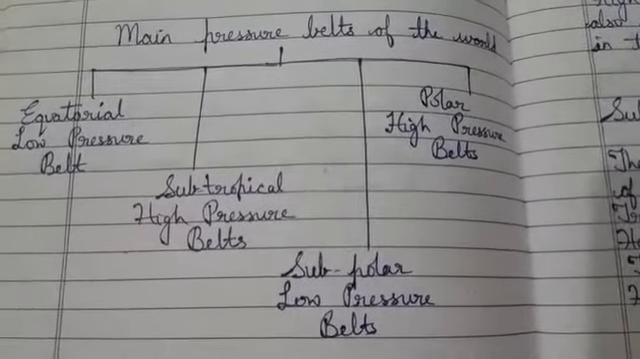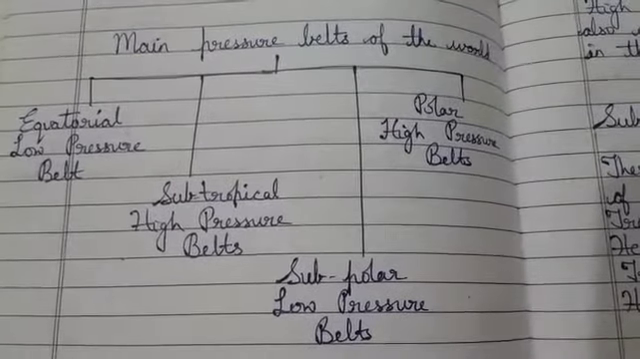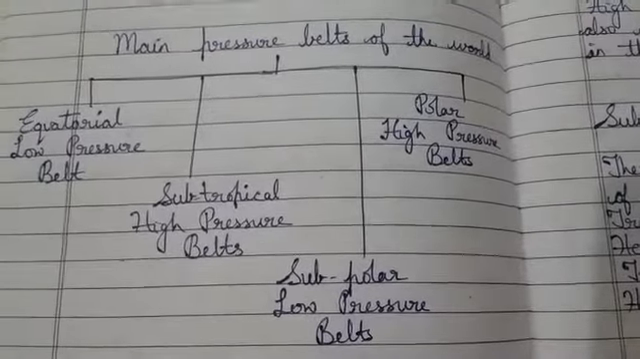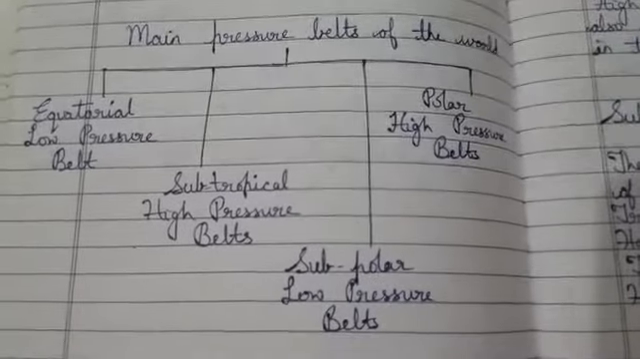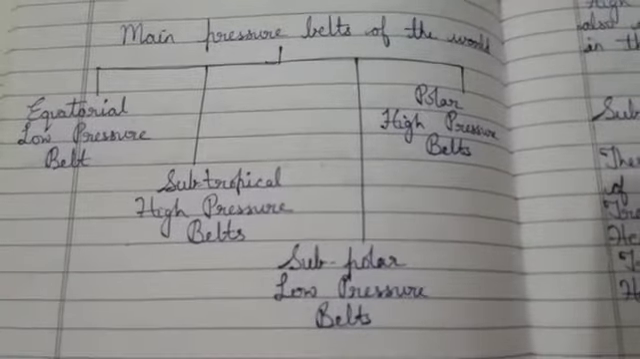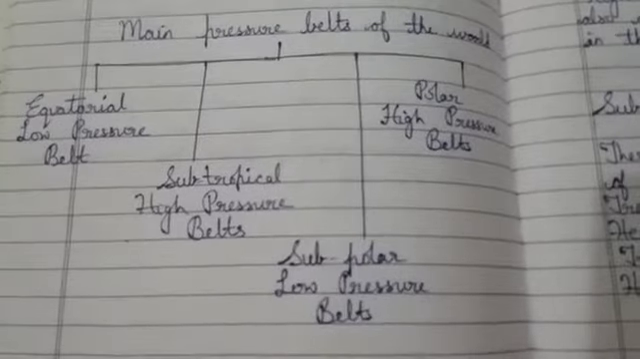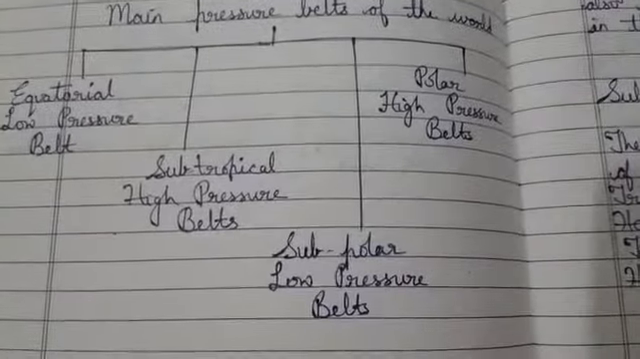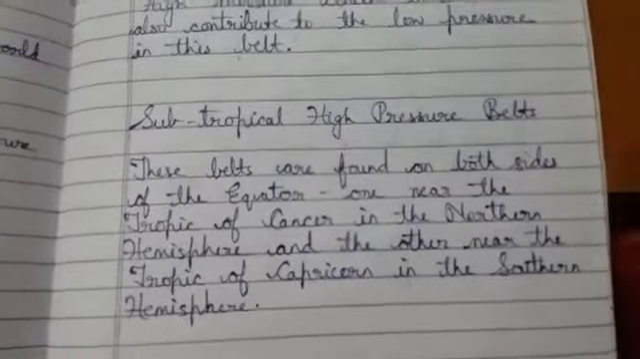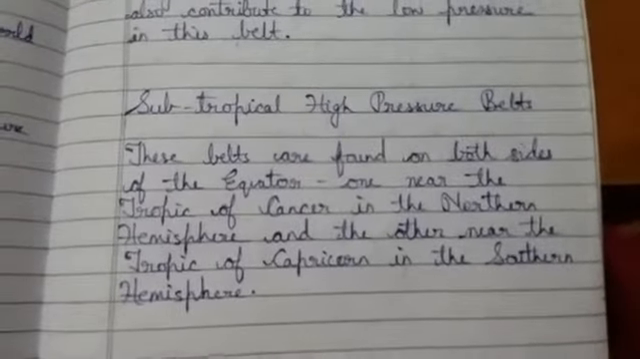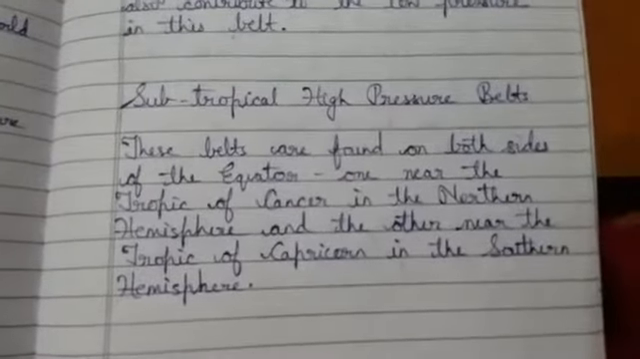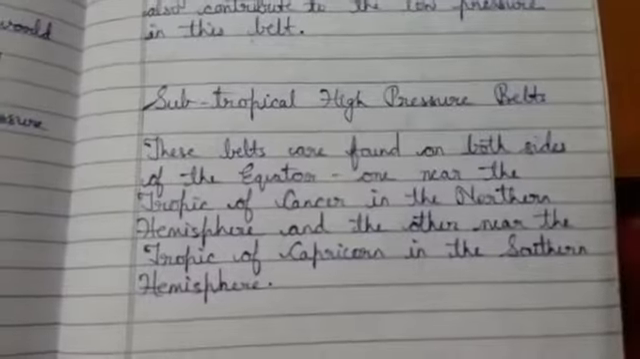So in the last video we started to understand the main pressure belts of the world. The first one we understood, that is equatorial low pressure belt. Now today let us understand about subtropical high pressure belts. So what are subtropical high pressure belts? These belts are found on both sides of the equator.